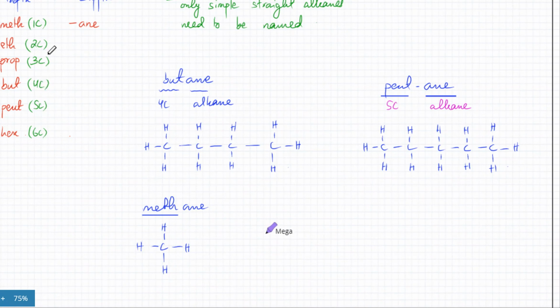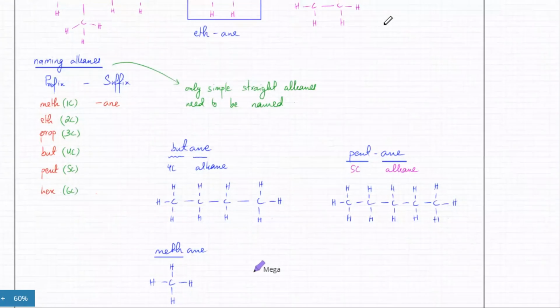Okay, is this clear? Salim, is this clear? Hamza, is this clear? Yes, sir.